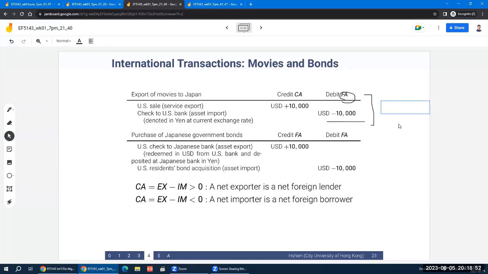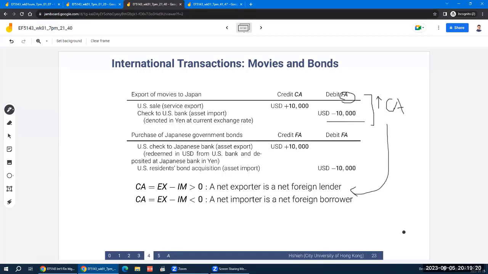It's going to be positive, right? So there should be an increase in the current account. Or it's going to be positive if our starting point is 0. So from this bullet point here, if we have a positive current account, that means our exports exceed our imports. Therefore, we are a net exporter. Therefore, a net foreign lender.